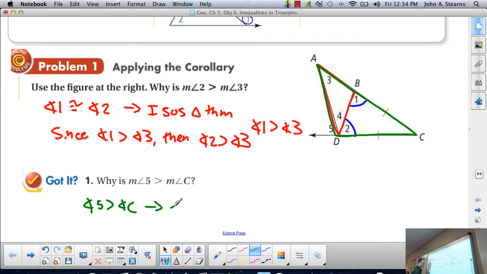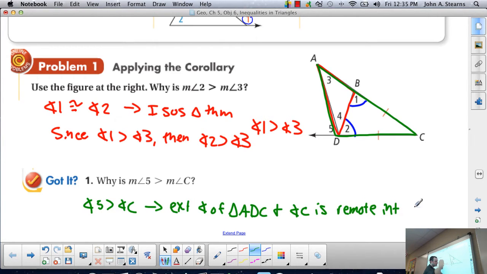because it is an exterior angle of triangle ADC, and angle C is a remote interior angle.